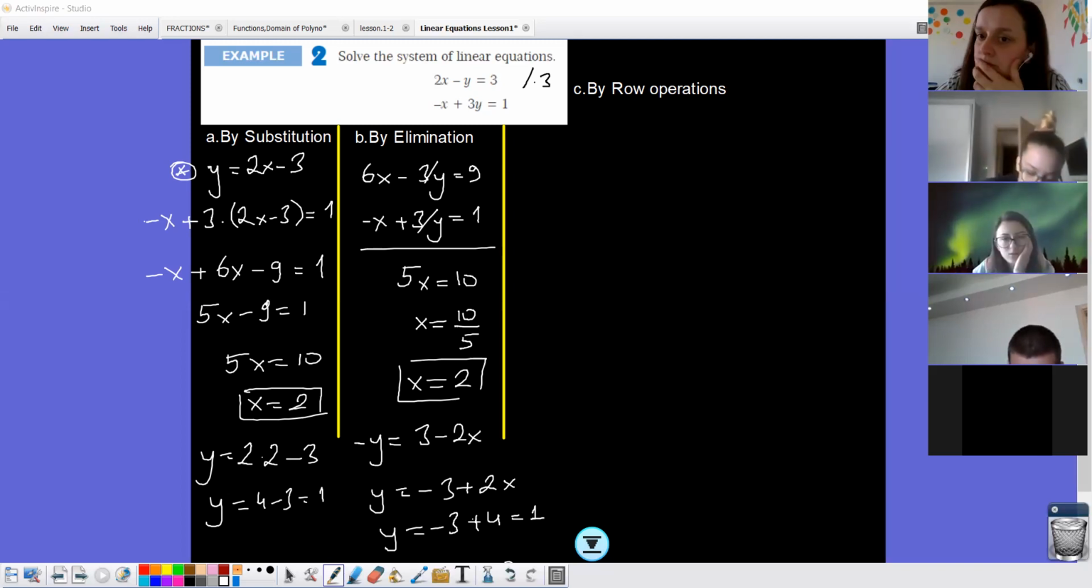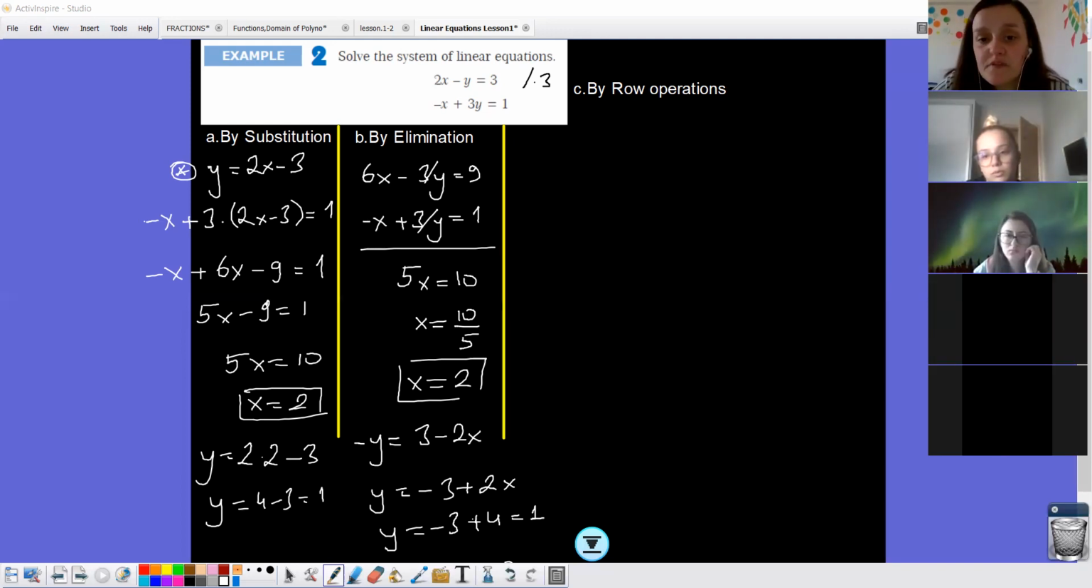Teacher, this row operations method is new for us, or? Maybe you have seen it, but I don't know. Most probably it is new for you. I don't remember studying the same thing before. Try to solve, but I don't know, teacher, how to solve.